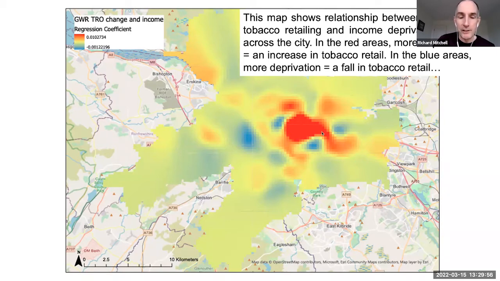So the red areas are those in which we see a relationship where areas with more deprivation experienced an increase in tobacco retailing. And the blue areas, sometimes right next to those red areas, saw a fall. So this really calls attention to the fine nuance of place. And of course, it makes us think that it's clearly not just deprivation that's driving these changes. You know, how does this fit into the planning system? How does it fit into the wider urban system and the urban landscape?